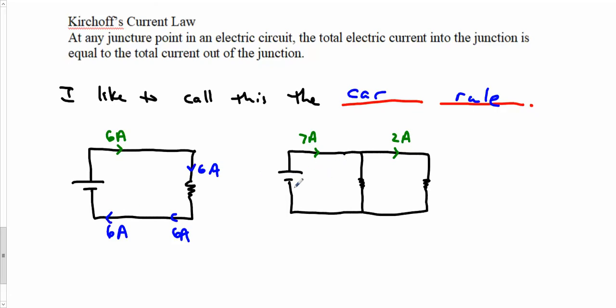I've got a battery. I have 7 cars going down this road. 2 decide to go this way. How many will go this way? 5 cars will go that way. So I call this the car rule. Okay? And we'll need these 2 rules as we move ahead attempting to analyze circuits more completely.